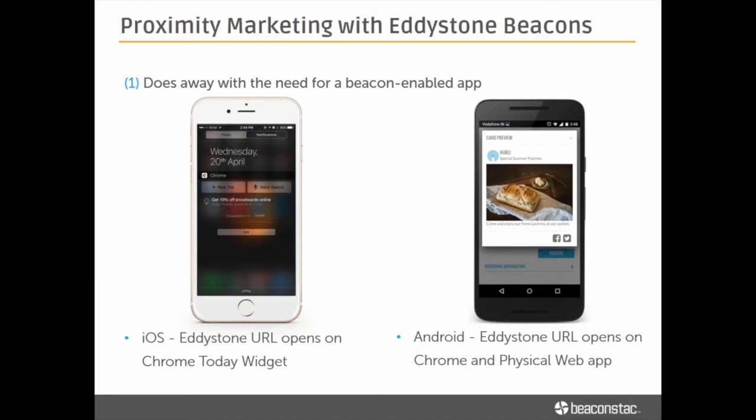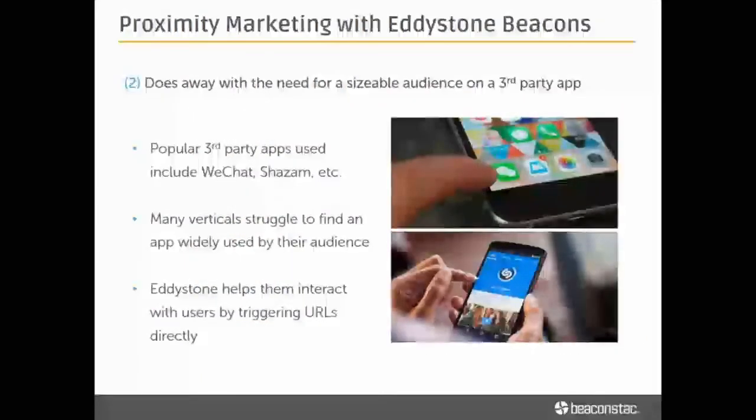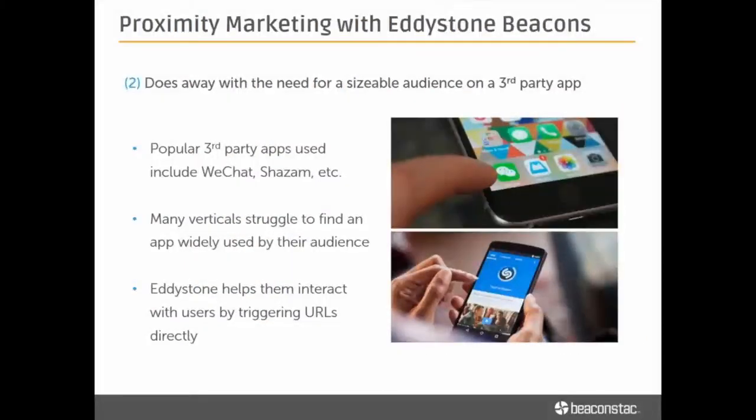If you see the illustration here, in case of iOS, all you need is the Chrome Today widget, whereas on Android, it can be either Google Chrome or the physical web app. One of the workarounds for the need of an app for iBeacon was that a lot of companies use third-party apps to reach out to their customers. This is another problem that Eddystone solves. You don't really need a third-party app. You just need the Google Chrome browser.